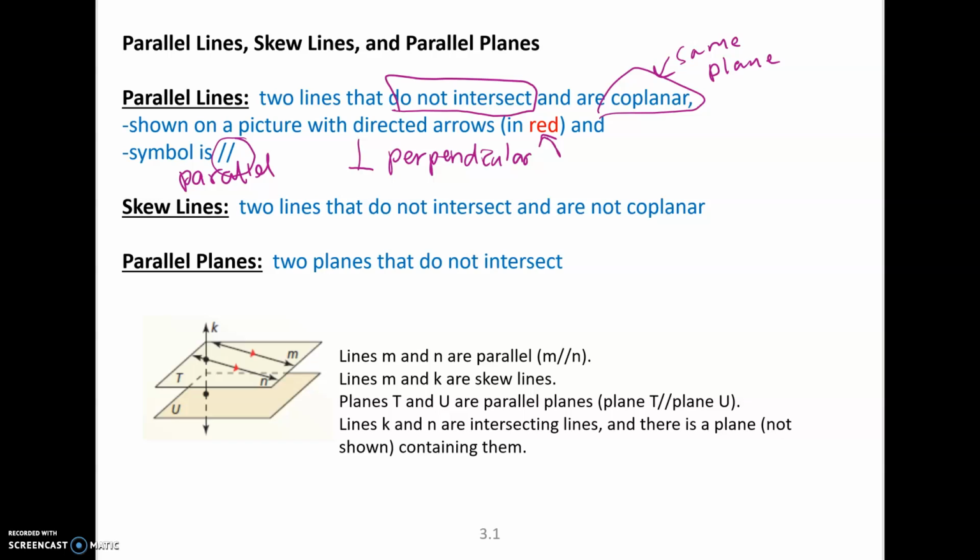Then we have what are called skew lines. Skew lines are two lines that do not intersect and are not coplanar. So the big difference between parallel and skew lines is that parallel lines are coplanar, skew lines are not coplanar. Then we also can have parallel planes, which are two planes that do not intersect. Feel free to pause the video at any time if you want to look at diagrams or review what I have said.